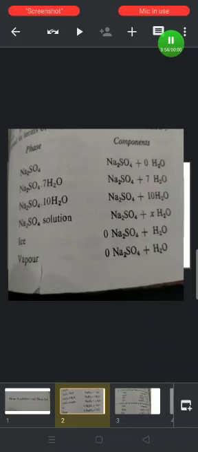First, Na2SO4: components are Na2SO4 plus 0H2O. Na2SO4·7H2O: components Na2SO4 plus 7H2O. Na2SO4·10H2O: components are Na2SO4 plus 10H2O. Na2SO4 solution: Na2SO4 plus xH2O. Ice: 0 Na2SO4 plus H2O. And vapor: 0 Na2SO4 plus H2O.